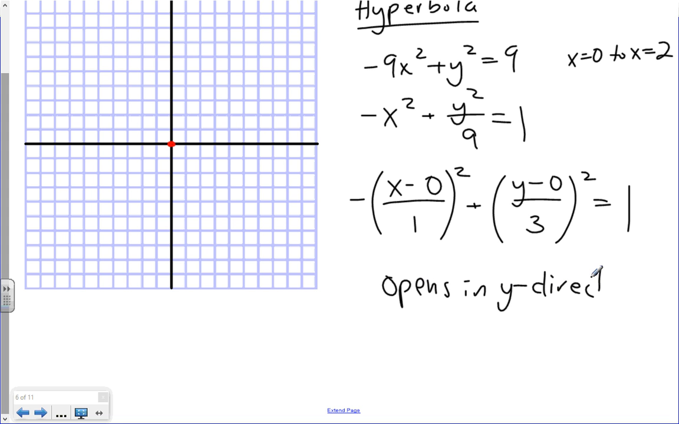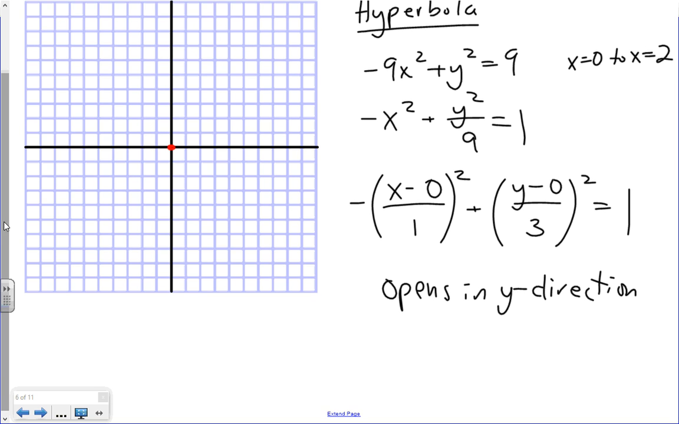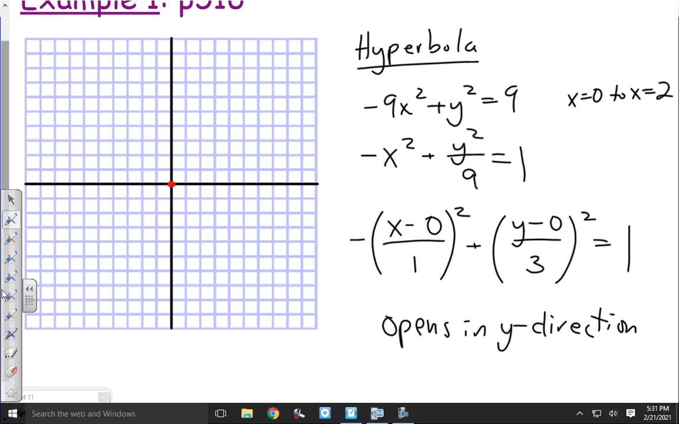I'm writing it here, but I could have actually read it from up above there. The original equation would tell me the same thing, that the y is the positive one, so that tells me that it's open in the y direction. But anyway, we have it now. So since it opens up in the y direction, my y dilation tells me how far it is from the center to the vertices. Let me mark those as well, so I'll put those in red here.